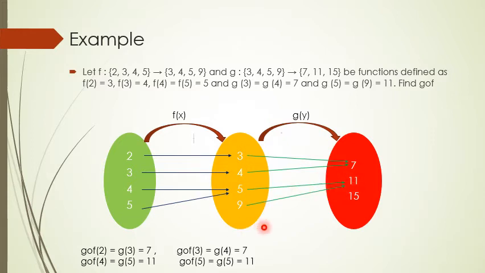Hence, g of f is a function from this green colored set to this red colored set, and the function is g of f of 2 is 7, g of f of 3 is 7, g of f of 4 is 11, g of f of 5 is also 11. So g of f is clear to you.